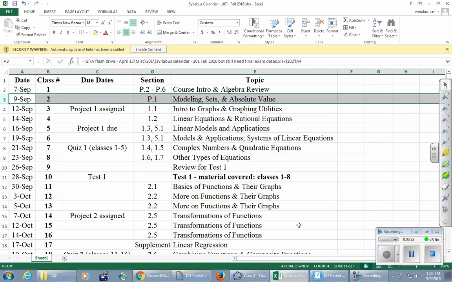Just a heads up that next class, that's this coming Monday, Project 1 is assigned. You don't currently have Project 1. I will hand it to you on Monday. It will be due on September 16th, okay? Any questions on the calendar?